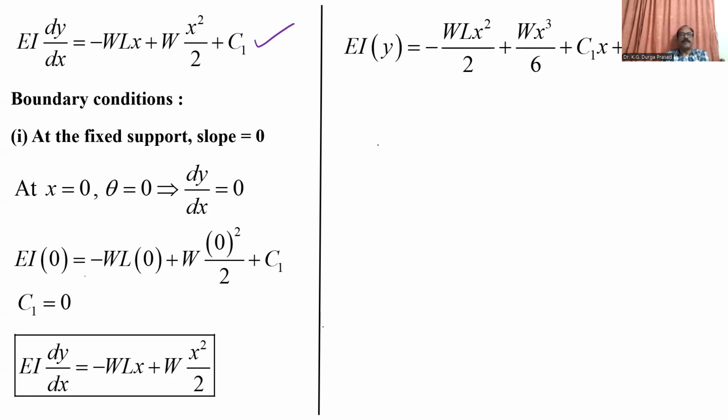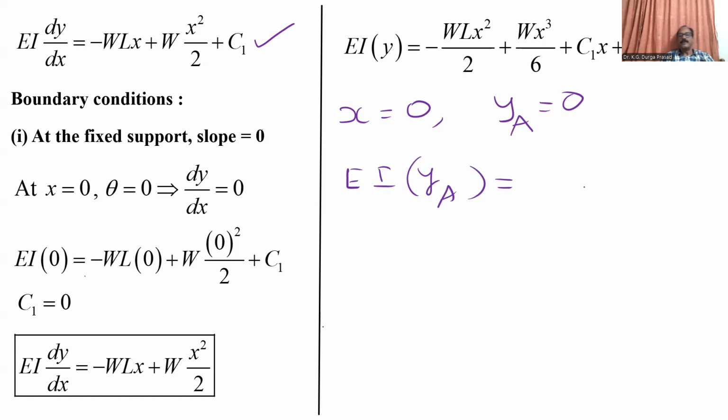Of course, you already got the C1 value as 0. Substitute here. So what is the rest of the integration constant? That is C2. How are you going to find C2? Here also you have to use your boundary conditions. What is the boundary condition you are going to adopt? At the fixed support, I am repeating several times, slope equal to 0, deflection also 0. That means when x equal to 0, what is y at A? You get 0.